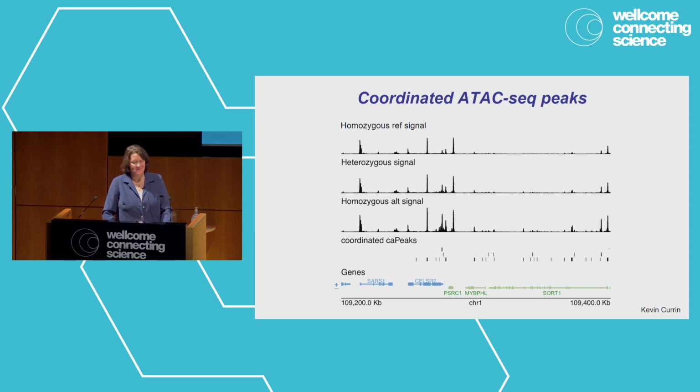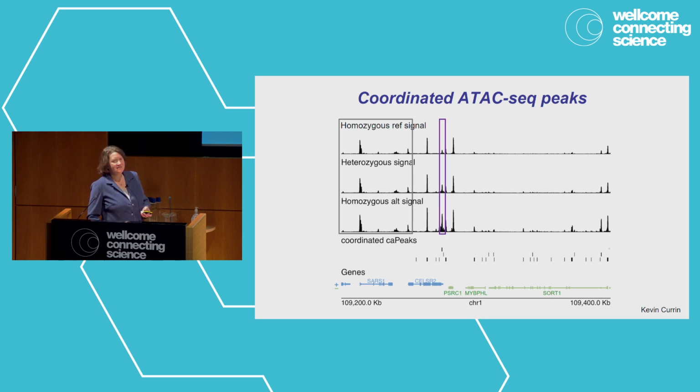This is looking at coordinated ATAC-seq peaks. Here is a region of the genome, and you can see on the left-hand side of these 3 plots that there are some very similar chromatin accessibility regions, regardless of the genotype that I haven't shown you yet. But here in this purple, you can see there's a peak that is much more strongly accessible in the homozygotes for the alternate allele compared to the homozygotes for the reference allele.